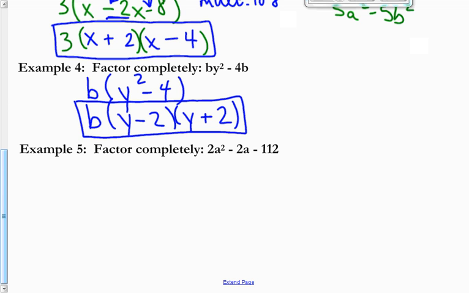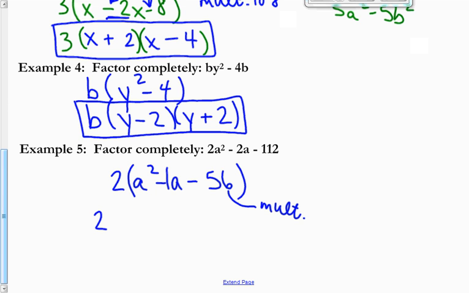So for example 5, again, I see a common factor of 2. So I'm going to pull out a 2 from all of my terms, and I'm going to get that expression. Then I'm going to look inside and realize that there's no GCFs remaining, which is good. I should have pulled that out already. It's not a difference of 2 perfect squares. It looks like it's going to be a trinomial. So I need to find 2 numbers that multiply to 56 that are going to give me a 1 as either a sum or a difference. So the 2 numbers I'm going to use are 7 times 8.